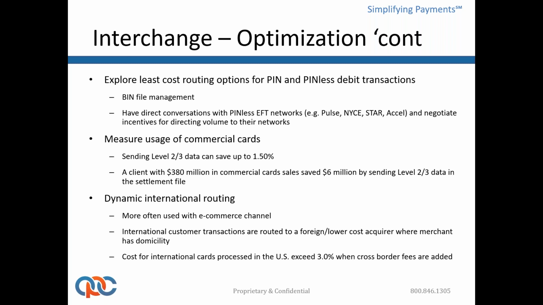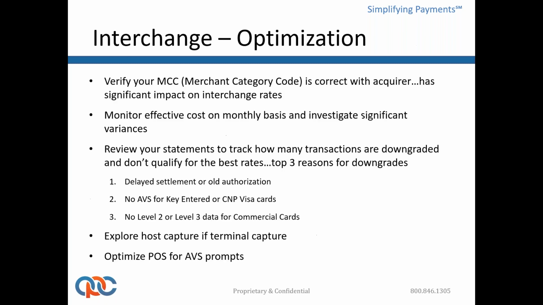So you may want to, if you go back one slide, oh, did that skip? There we go. Here are some additional recommendations. Verify your merchant category code with your processor. Make sure it's correct. Sometimes incorrect MCC codes can drive incorrect interchange rates. Review your statements and look at how many transactions downgrade. And here we covered the top 3 reasons for downgrades.